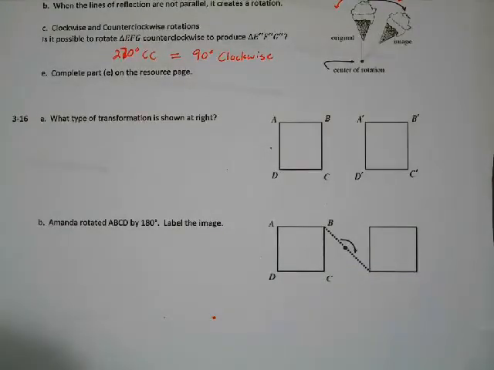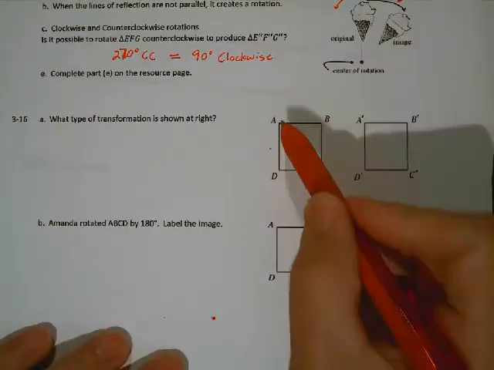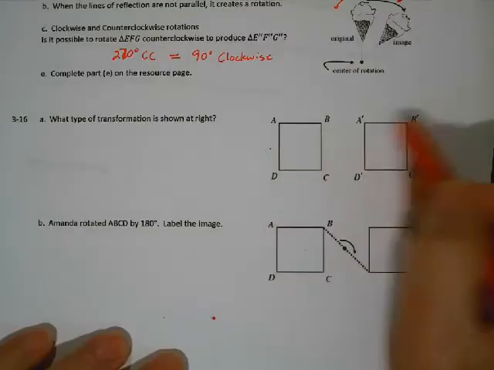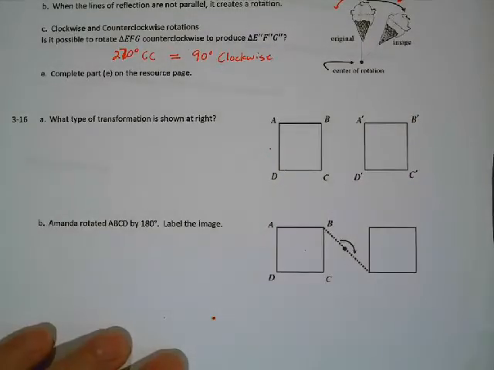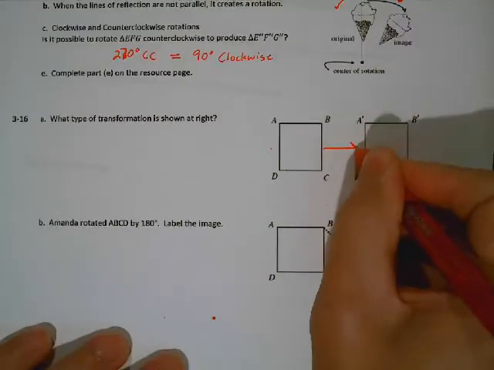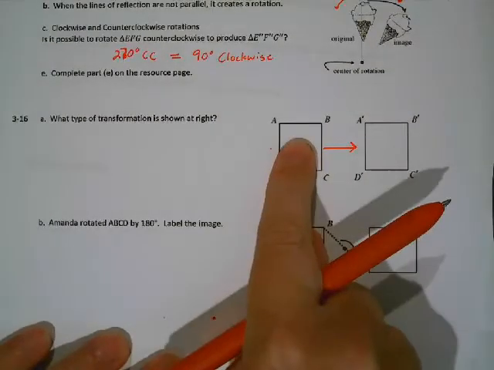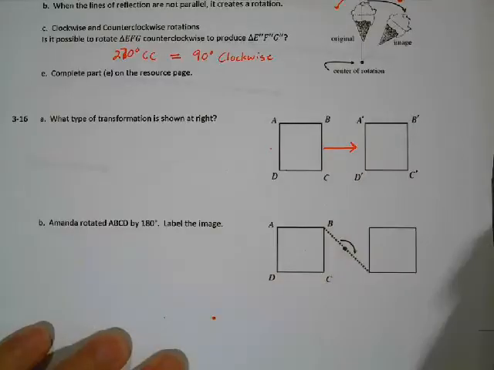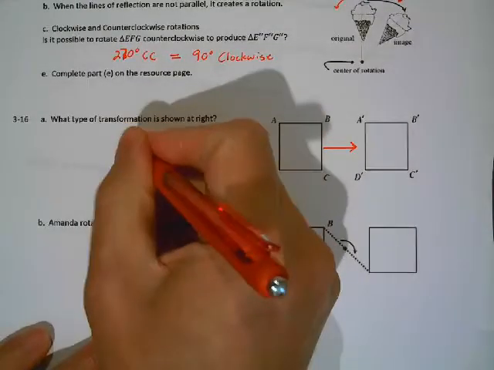So the first thing that you should ask yourself is, is the order of the letters any different? In this case, A, B, C, D, A, B, C, D. The order of the letters is not any different. So this one was translated from here to here. We just took it, put our finger on it, and moved it over. So this would be a translation.